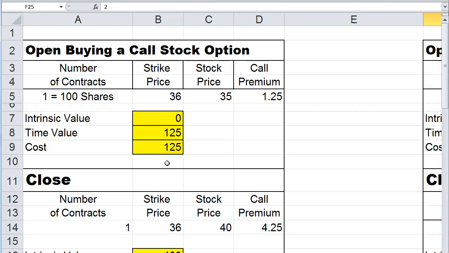And again, options are confusing and a difficult topic in investments, and that's why you really do need to read over the chapter if you feel like you're having difficulty completing these spreadsheets or understanding the concepts of these spreadsheets.